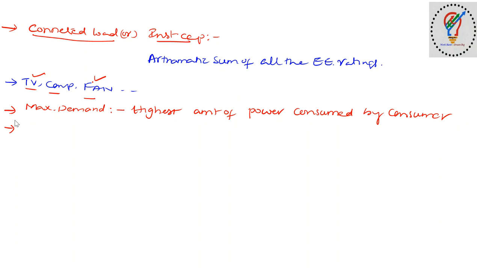The next definition is the demand factor. Demand factor is nothing but the ratio of maximum demand to the connected load, which is always less than 1, as you know. And the next one is load factor. So what is a load factor?